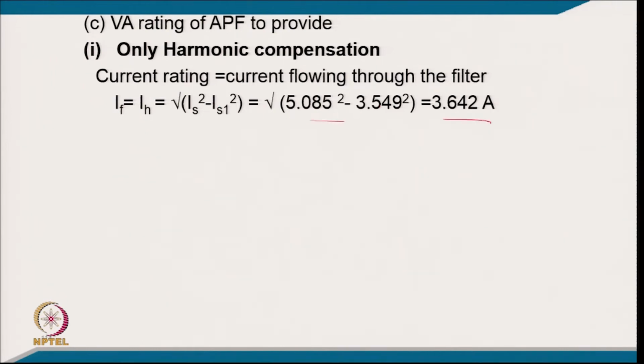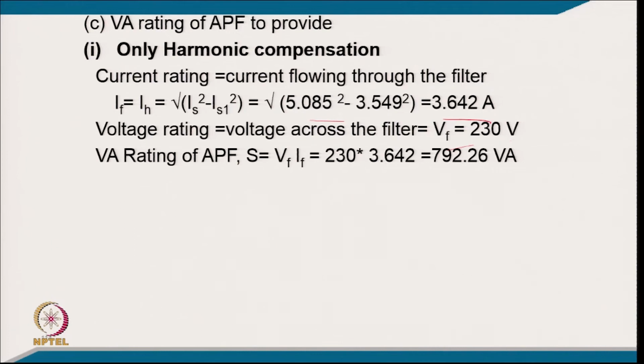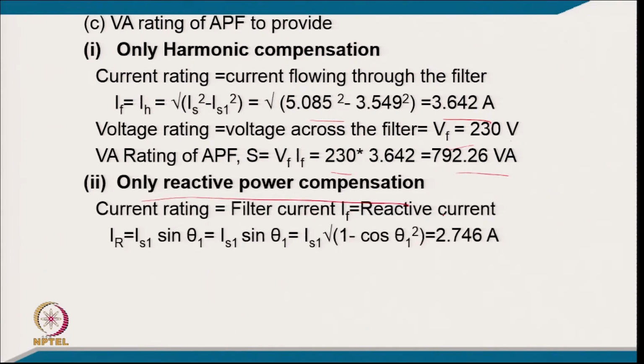3.641 ampere. This is the harmonics-only current, and the voltage rating across the filter is the same as the supply voltage, 230 volt, because it is connected in shunt. Putting the values, VF times IF is 230 into 3.642, that is 792.26 VA. If we want only reactive power compensation, then the current rating of the filter will be only the reactive current.